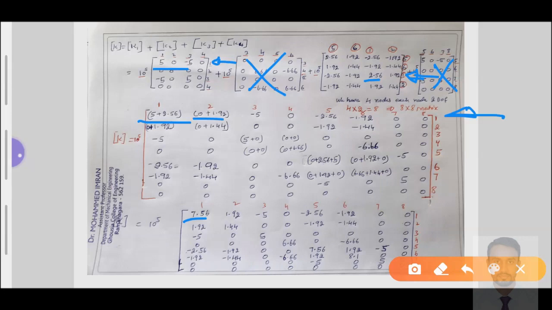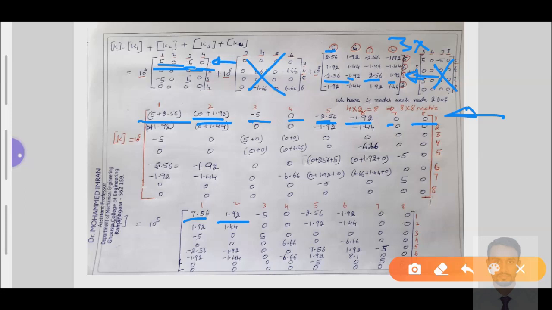First row, second column: here it is 0 and here we have 1.92. 0 plus 1.92 is equal to 1.92. First row, third column: we don't have a third column here. First row, third column is minus 5. First row, fourth column is 0; we don't have a fourth here, it will start from 5. First row, fifth column, we have minus 2.56. First row, sixth column, we have minus 1.92. First row, seventh column, we don't have, so 0, and first row, eighth column is 0.